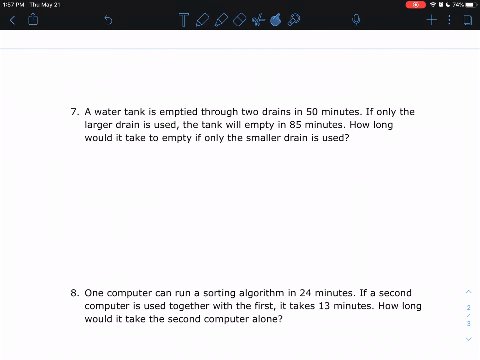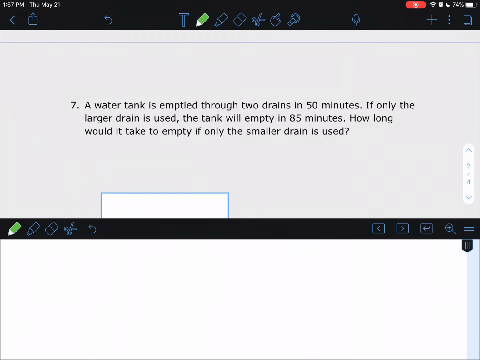Okay, a water tank is emptied through 2 drains in 50 minutes. If only the larger drain... Okay, yeah, I will help you set up this one. So yeah, number 7, a water tank is emptied through 2 drains in 50 minutes. If only the larger drain is used, the tank will empty in 85 minutes. How long would it take to empty if only the smaller drain is used?